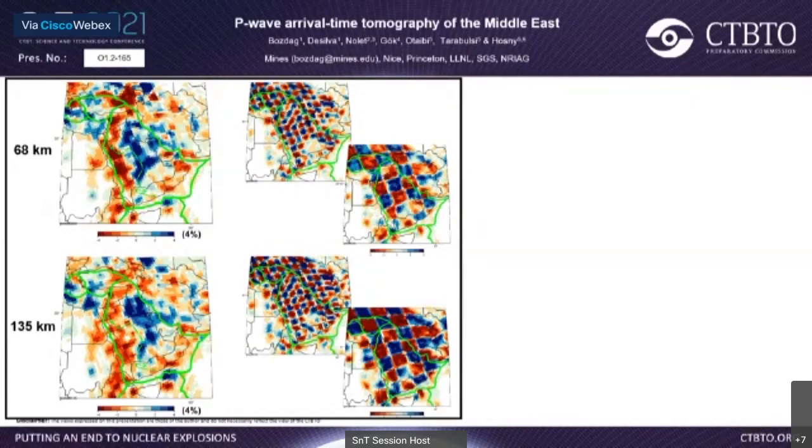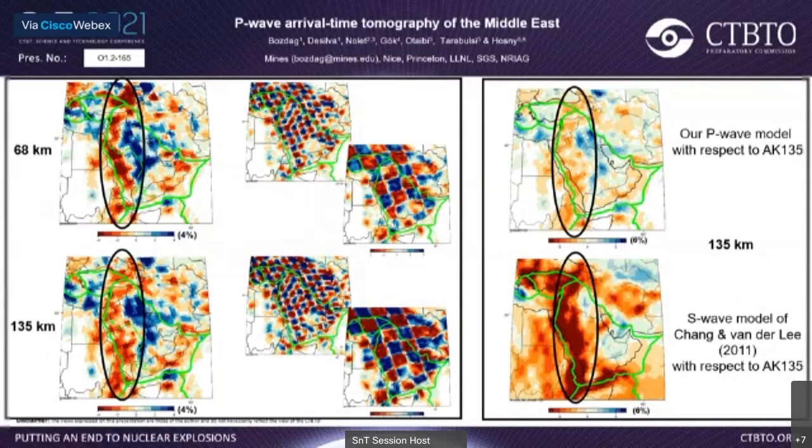For instance, there is a good correlation with the S-wave model of Chang and Van der Lee at similar depths, where we observe faster P-wave speeds in Western Anatolia, unlike slower S-waves reported in their model.